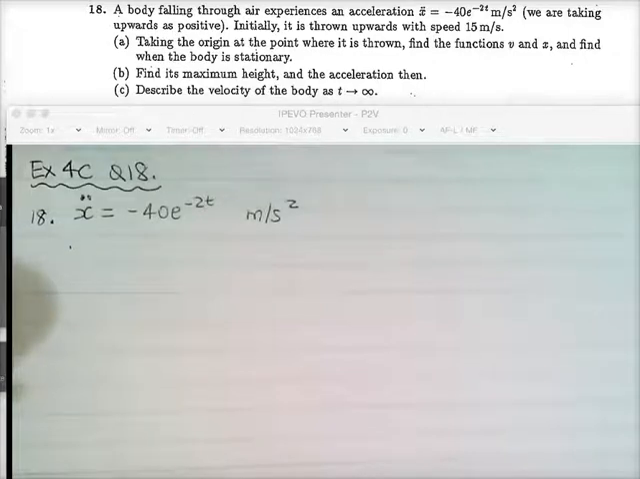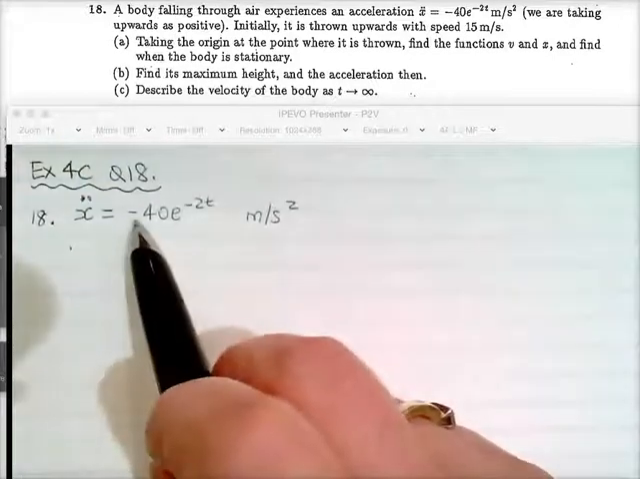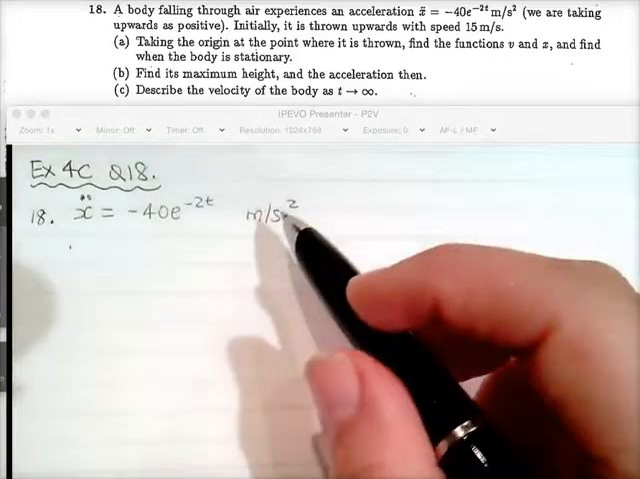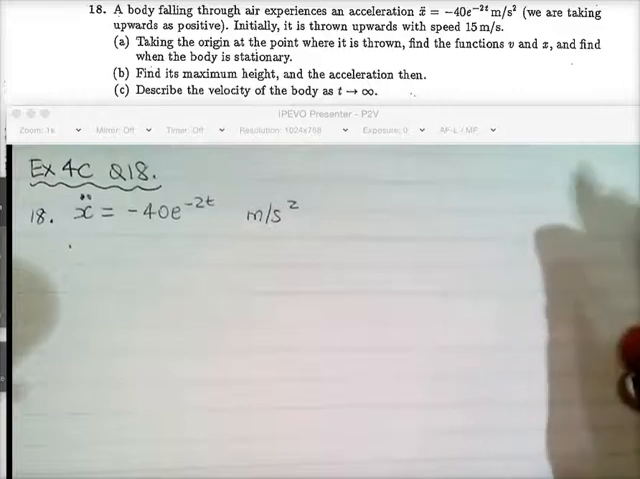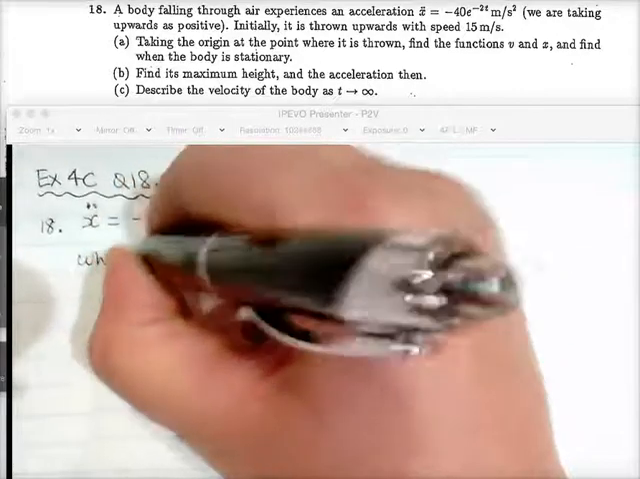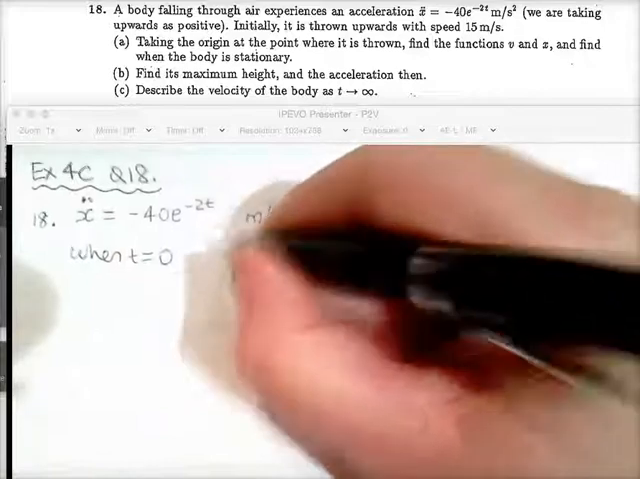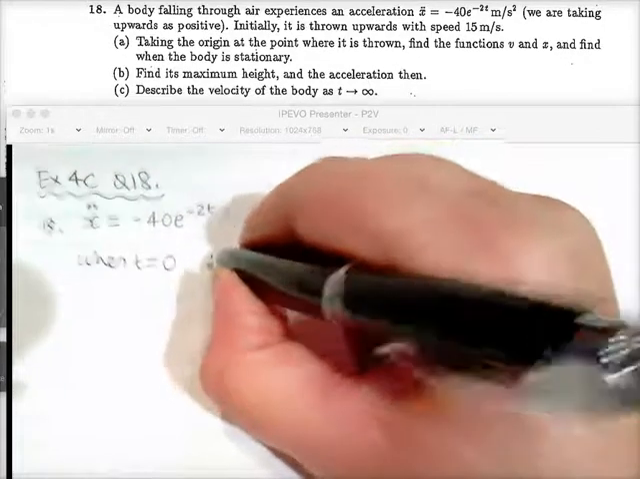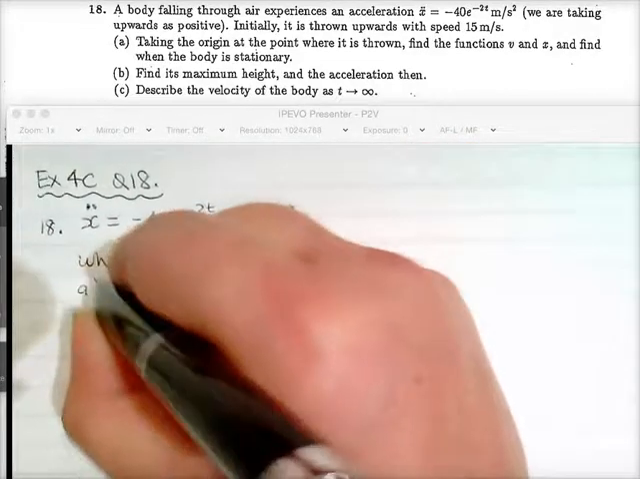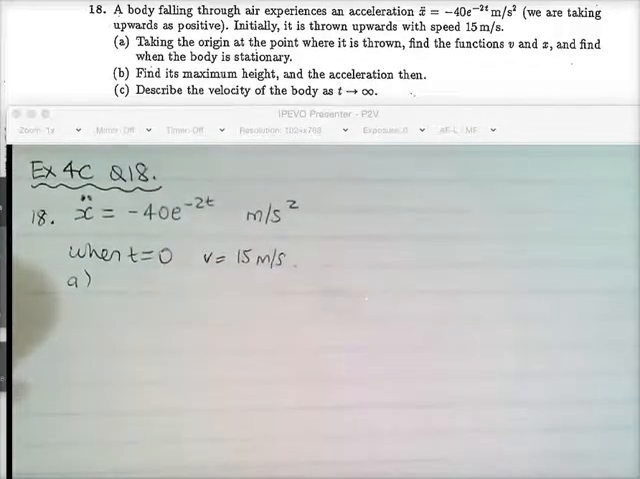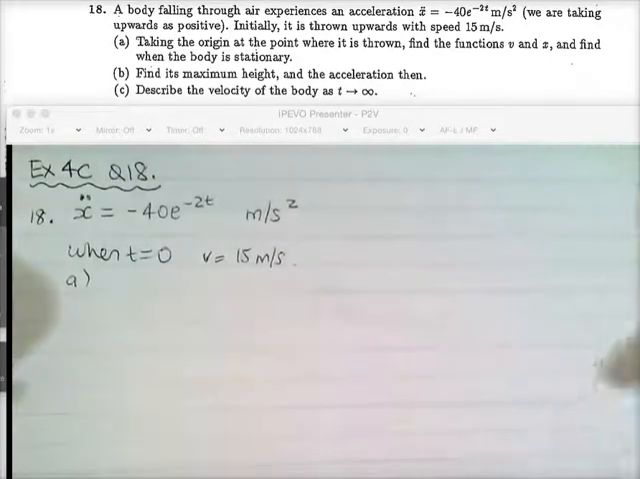This is exercise 4C, continued, question 18. A body falling through air experiences acceleration of -40e^(-2t) meters per second squared, and upwards is positive. Initially, when time equals 0, the ball is thrown upwards with speed 15 meters per second, so the velocity is positive 15 meters per second. Taking the origin at the point where it's thrown, find the functions of v and x and find when the body is stationary.